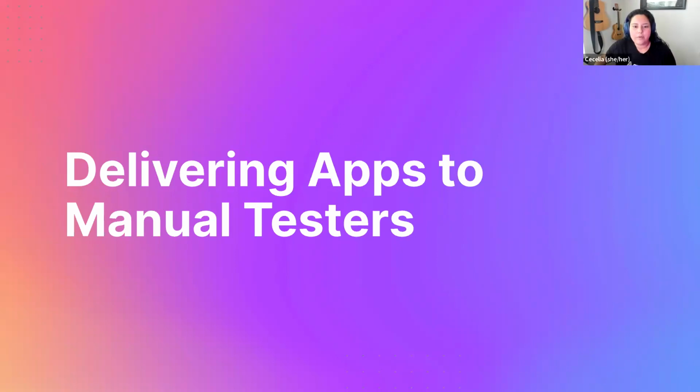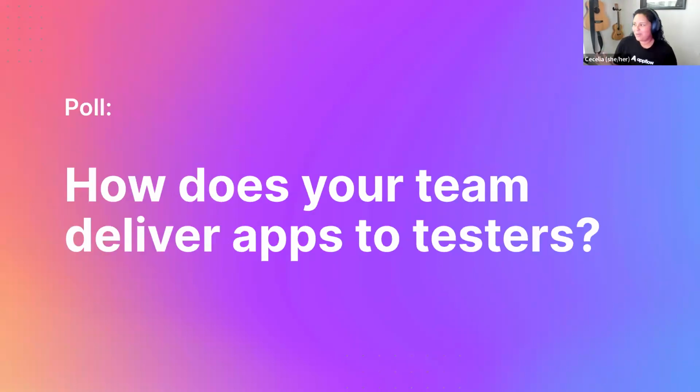So first thing I want to do is actually I want to get a read of the room. We'll start with a poll. So how does your team deliver your apps to testers? So we'll go ahead and launch the poll now. And either you manually distribute your native binaries, you use either Google Play Console test tracks or App Store Connect TestFlight, or something else. And if you use something else, please specify in the chat. And we'll give folks a minute to answer the question. So how does your team deliver your apps to testers?